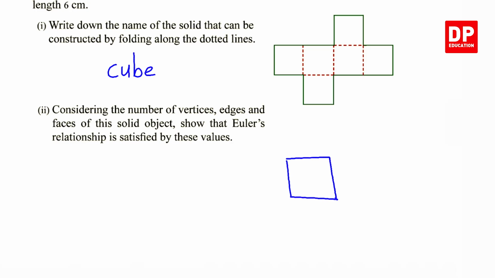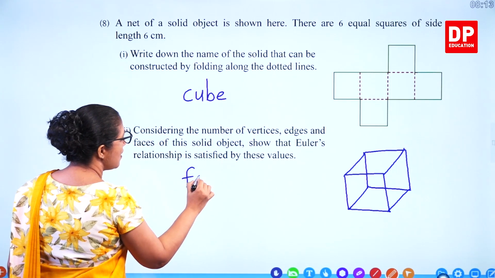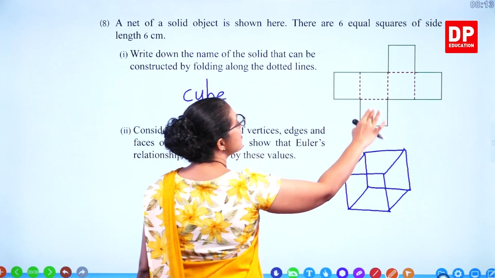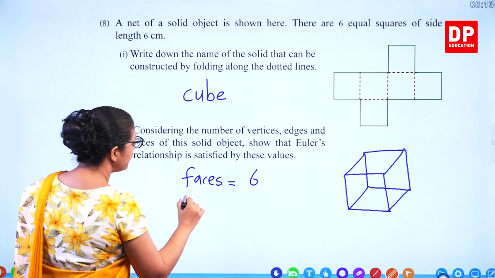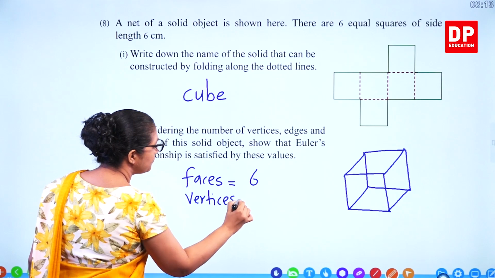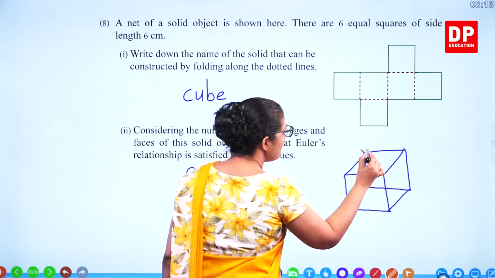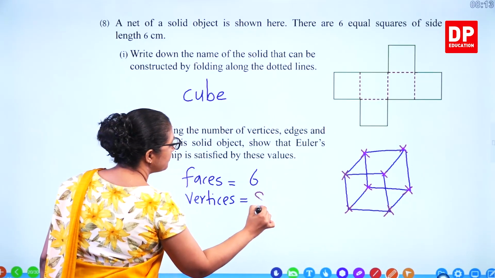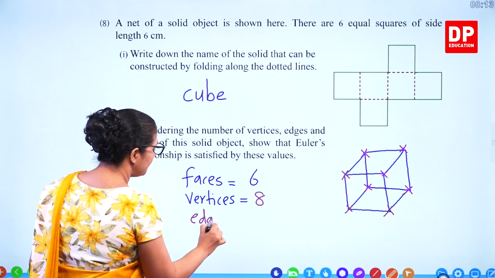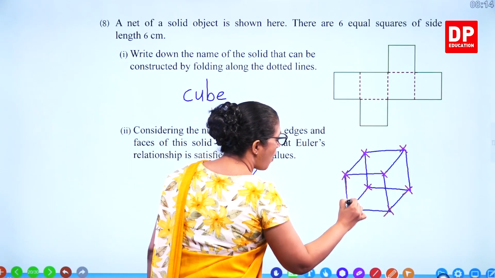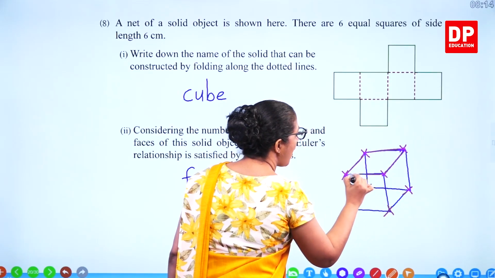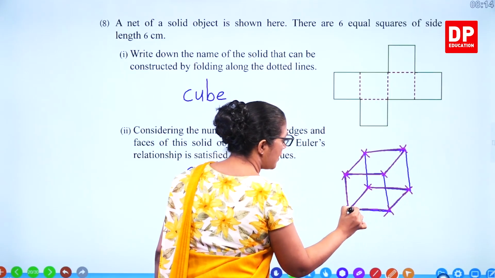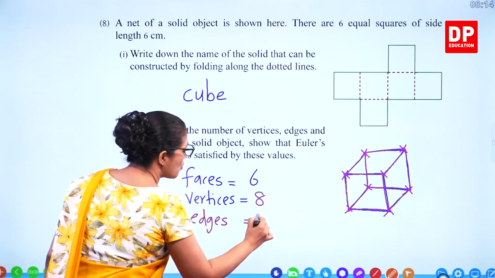So you can draw the cube like this. Draw 2 squares and then connect. So this is a cube. Now we'll see how many faces. 6 squares are there. 6 faces. Vertices: 1, 2, 3, 4, 5, 6, 7, 8. Then edges: 1, 2, 3, 4, 5, 6, 7, 8, 9, 10, 11, 12. 12 edges are there.